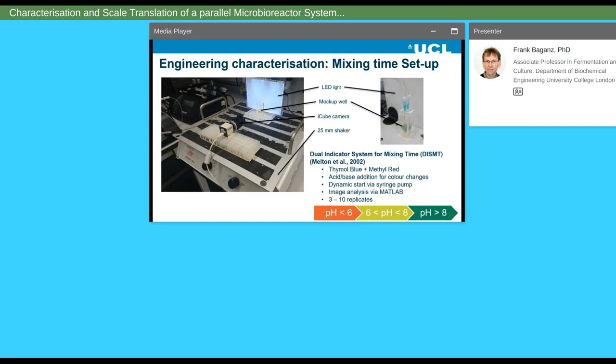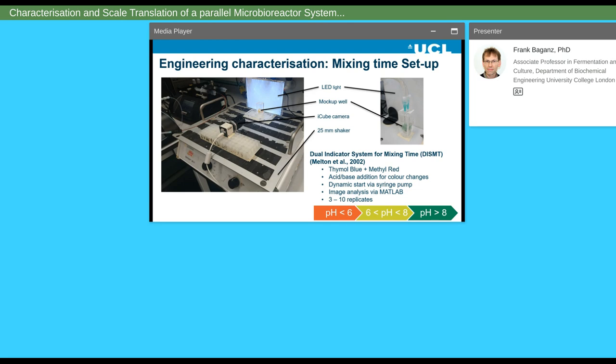An engineering characterization of the micro-Matrix was conducted in order to provide the basis for the scale down of an existing fed batch process in a 5-liter stirred tank reactor to the micro-Matrix in the shaking 24 standard round well format. This photo shows the setup of the mixing time experiments using a mock-up well of the same dimensions as the micro-Matrix cassette wells. The well was fixed onto an orbital shaker.